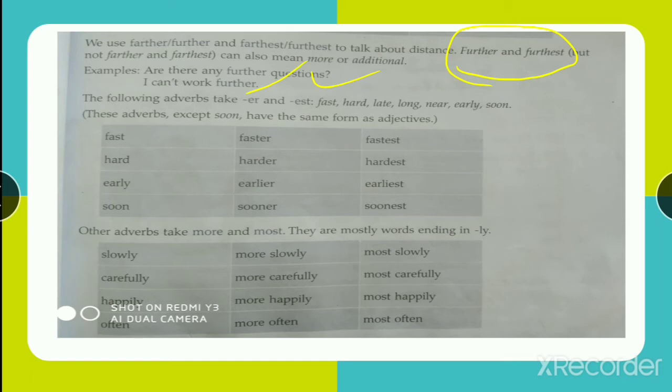Okay. Now next, other adverbs take more and most. They are mostly words ending with ly.